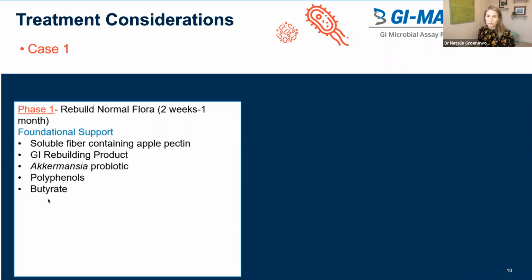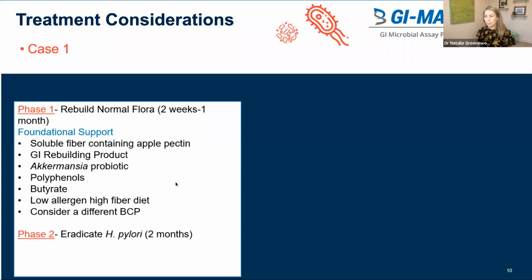And then the butyrate is essential to supplement because we know we have a low Clostridia, we have a low Faecalibacterium, which are really, really major butyrate producers. And again, that's going to really help the colonocytes' health, right? And we need those for our barrier function for this patient. And then a low allergen, high fiber diet. So again, we want to get rid of allergens because we're dealing with this intestinal permeability. And then we want the high fiber to really feed the normal flora that's in a deficient state. And then consider a different birth control pill or option so that we're not having this added confounding factor that's going to affect intestinal permeability.